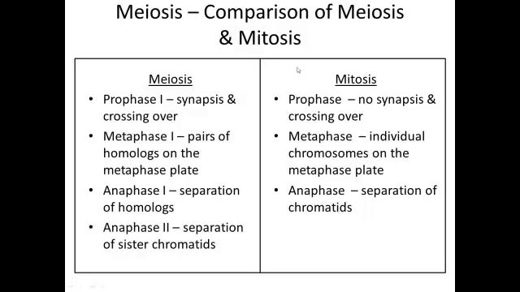Let's compare meiosis to mitosis. In meiosis, you have synapsis and crossing over during prophase 1. In mitosis, there is no synapsis and crossing over during prophase. In meiosis, during metaphase 1, pairs of homologs line up on the metaphase plate. In mitosis, individual chromosomes line up on the metaphase plate during metaphase. During anaphase 1 of meiosis, the homologous chromosomes separate. During anaphase 2, the sister chromatids separate. During anaphase of mitosis, there's separation of the sister chromatids.